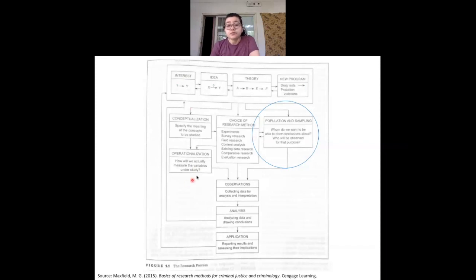And so we've talked about this area, and we've talked about conceptualization and operationalization, as I said just earlier. And so now we're focused on population and sampling, and that's whom do we want to be able to draw conclusions about, like what is the bigger population we're interested in, and who will we observe for that purpose? So what's the smaller sample that we're going to look at to make generalizations about the larger population?